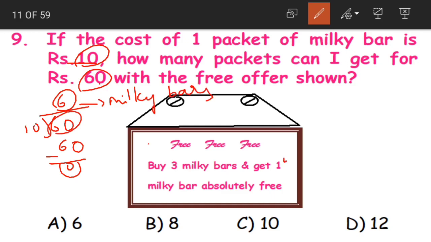But here we are having an offer. If you buy 3 Milky Bars, we will get 1 free. For 3 Milky Bars, we will get 1 free. For 6 Milky Bars, how many will we get free, children? 6 divided by 3, that is equal to 2.